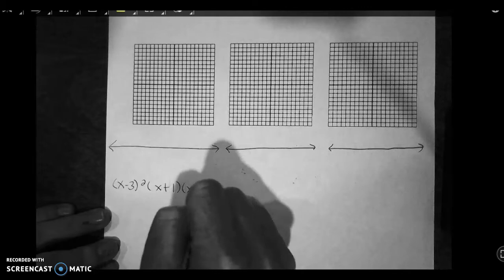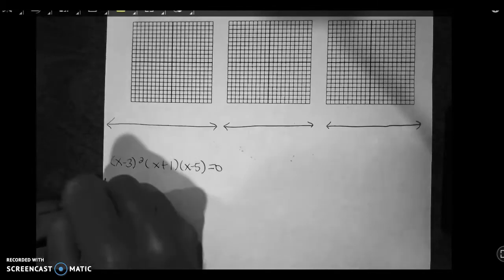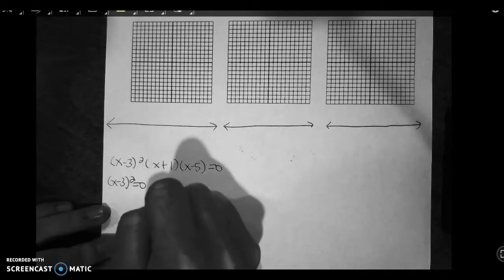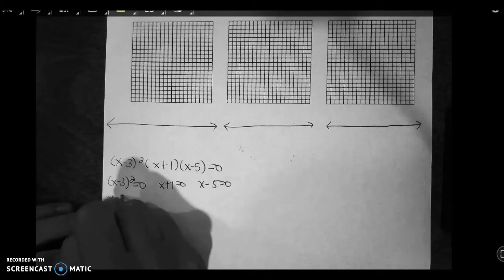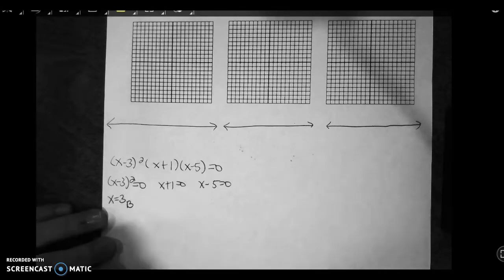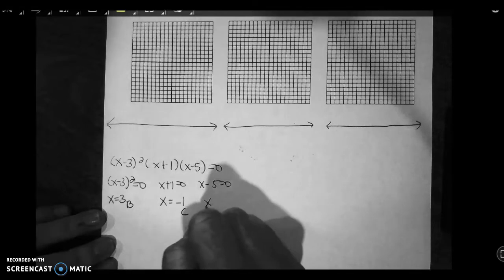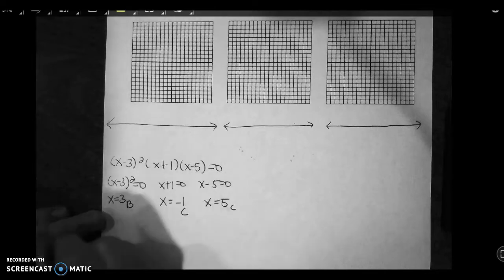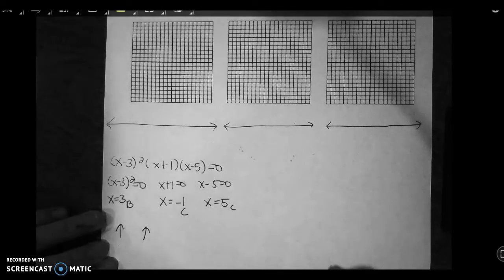And you guys know how to graph these, okay? And I'm working this kind of down here because it's side work. So I take each factor, set each factor equal to 0. I get x equals 3, which, by the way, will bounce because it has an even multiplicity. X equals negative 1, which will cross. X equals 5, which will cross. It has odd multiplicity. Since this is a degree 4 and there's a positive out front, I know what our end behavior will look like.